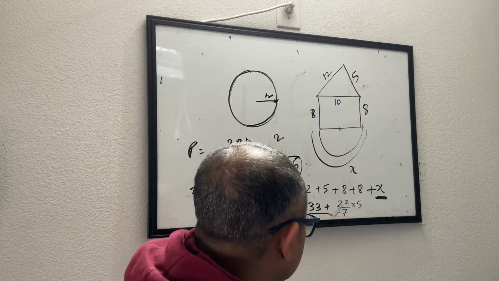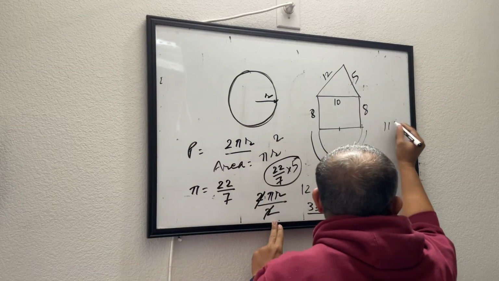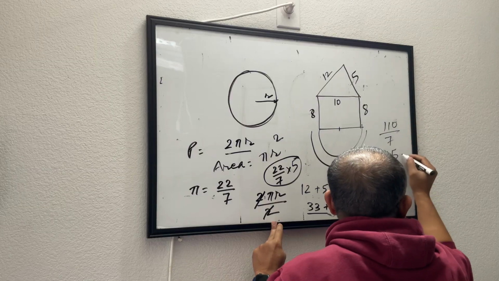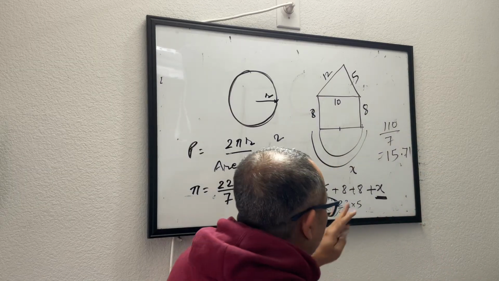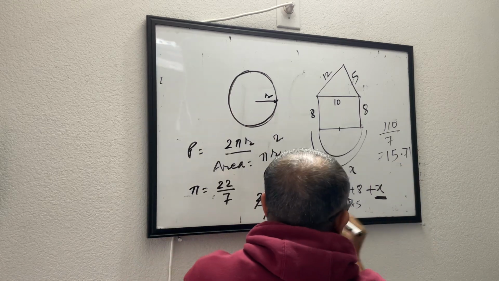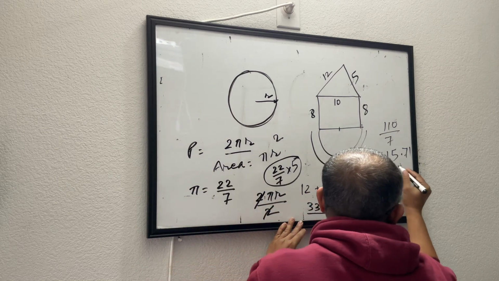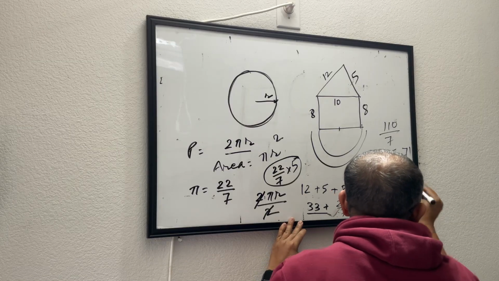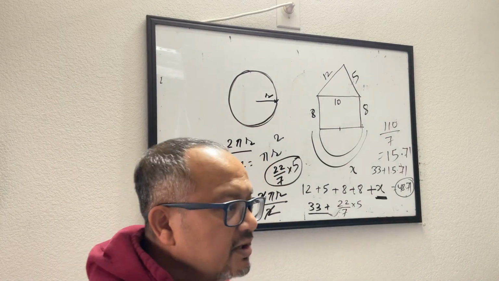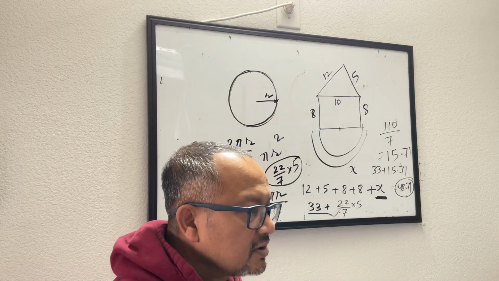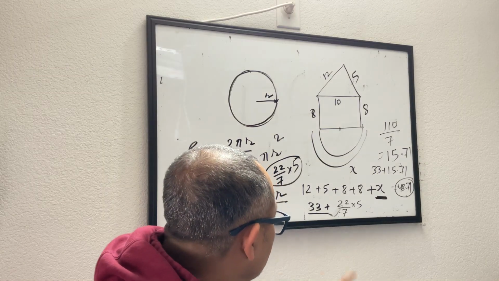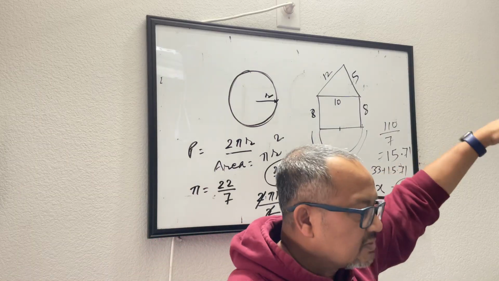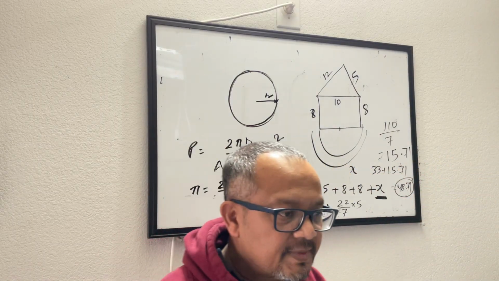Now you calculate this one. 22 into 5 is 110 divided by 7. That will be 15.71. So 15.71 plus 33. 33 plus 15.71 is what is going to be 48.71. So whoever got 48.71 probably calculated the way I was calculating. Yeah. So where did the 0.01 come from? 22 by 7 into 5 gives you 15.71 and there will be something more.